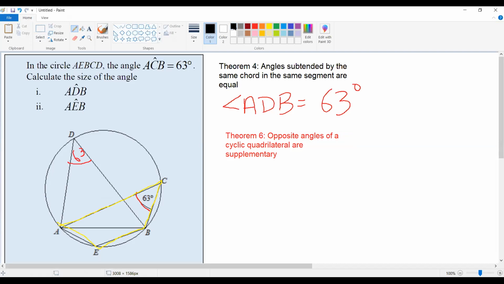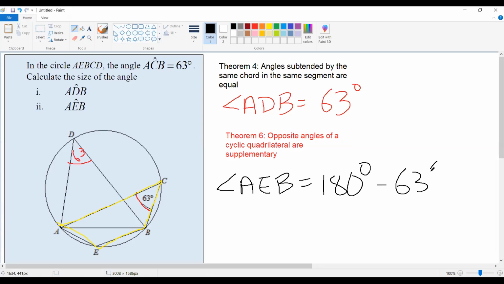So to find angle AEB, it will be 180 degrees take away 63 degrees, right? And this will give us 117 degrees.